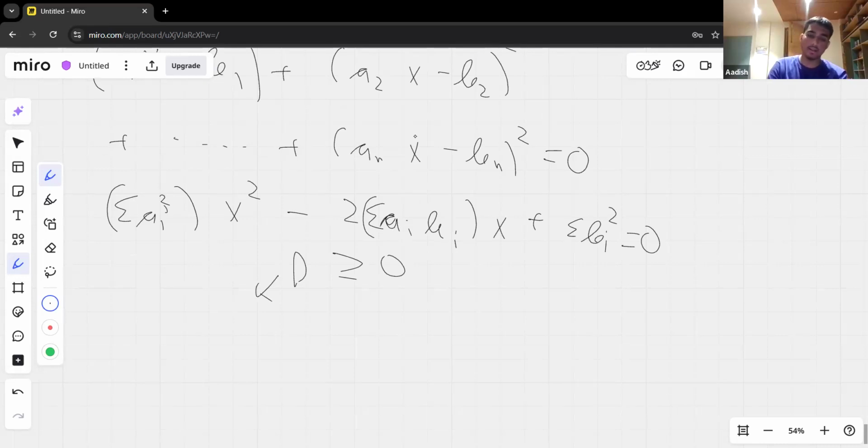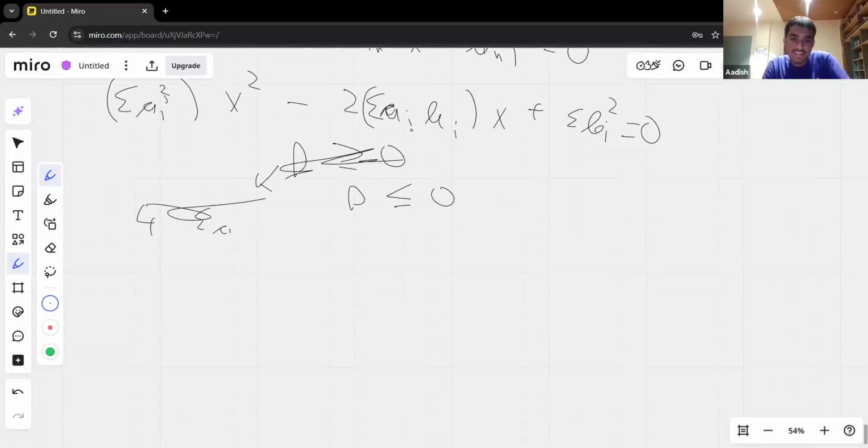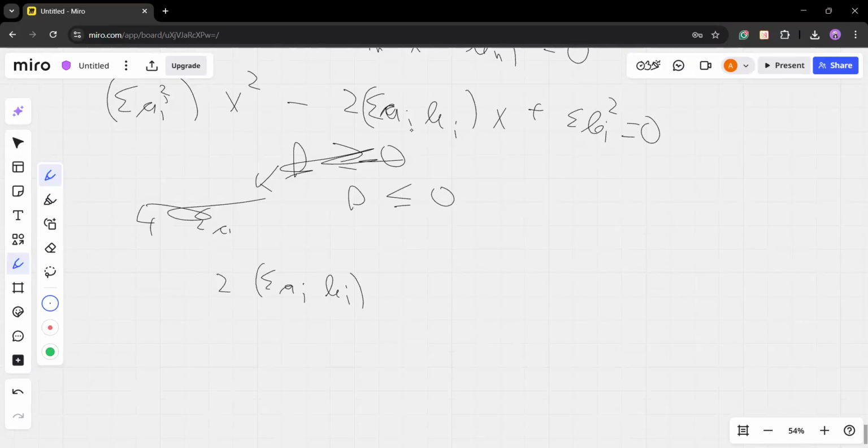So if you compute the discriminant, that's b squared minus 4ac. Shouldn't it be negative? I apologize, it should be negative. I was testing you. Trust.